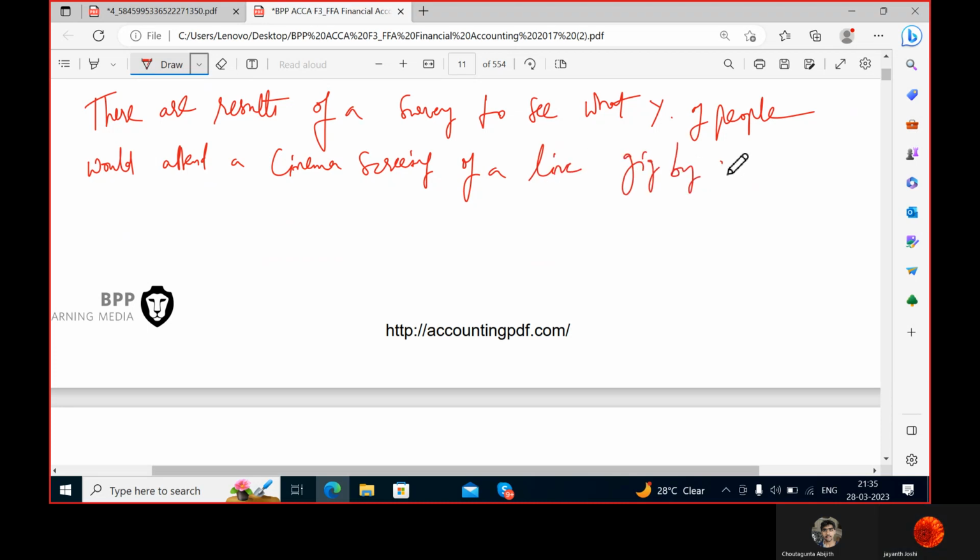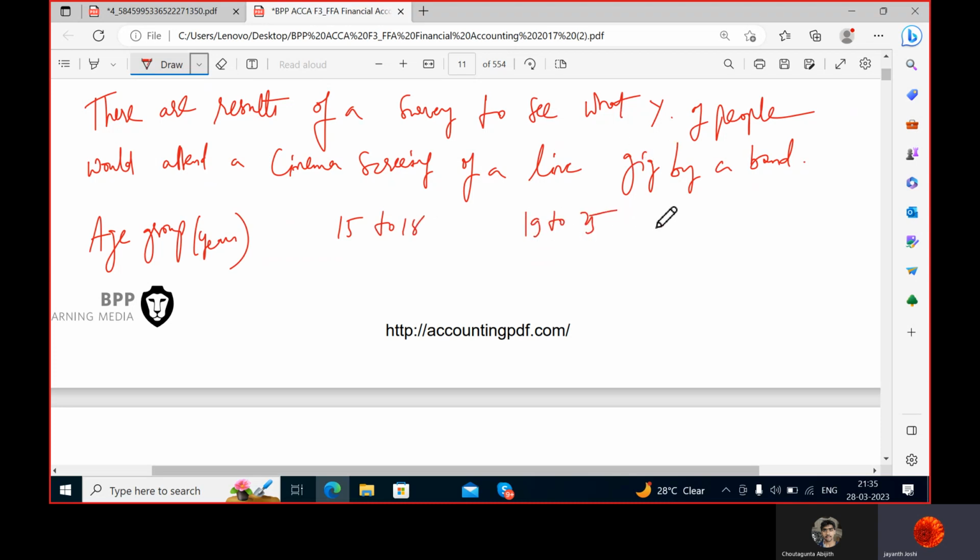by a band. Okay, so we will take age group in years: 15 to 18, this is one cluster. 19 to 25, this is second cluster. 26 to 40, this is third cluster. 41 to 59, this is a fourth cluster. Based upon age group we have made clusters.